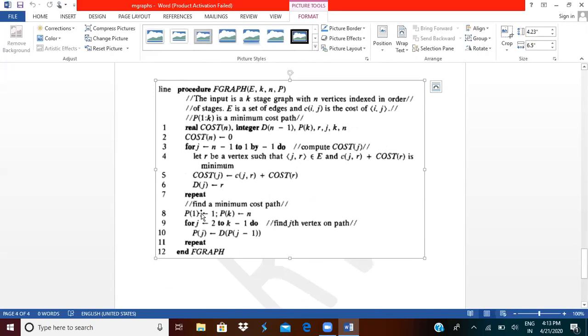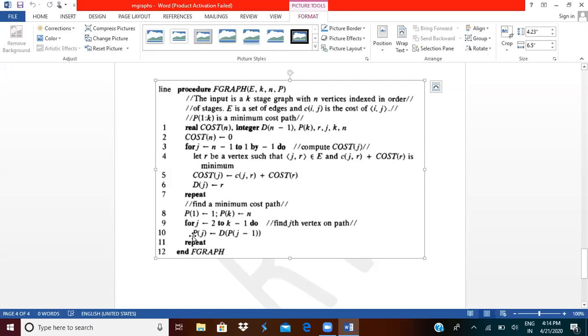Remember, P of 1 is equal to 1. I have initialized. Now I'll start from j. J is equal to 2 to k minus 1. Is 2 less than k minus 1? What is the k value? K value is 5. 5 minus 1 is 4. 2 is less than 4. Condition is true. When the condition is true, I should execute this statement. As long as the condition within the for loop holds good, I should execute this statement within the for loop.